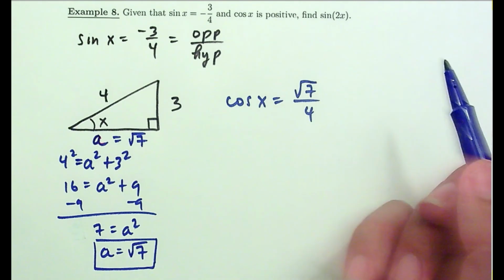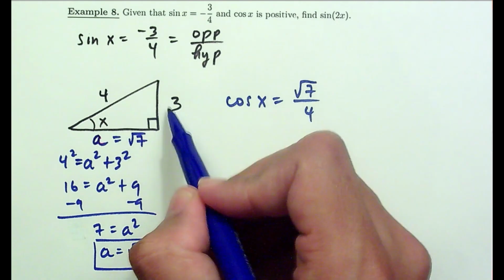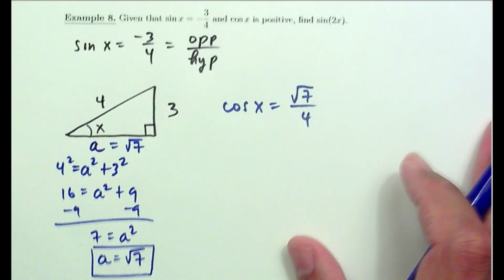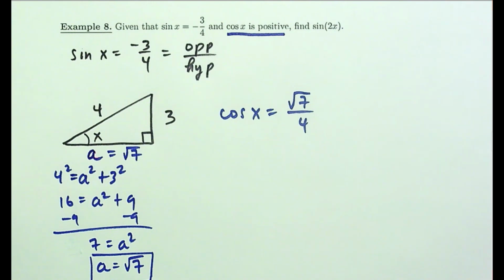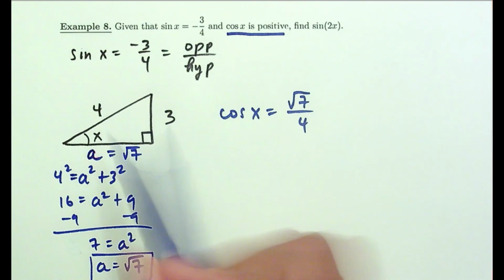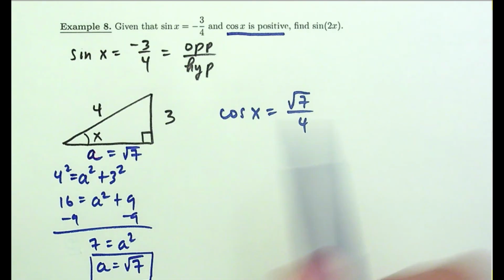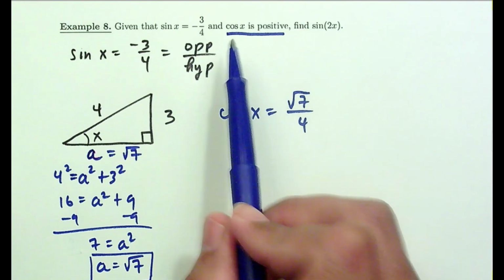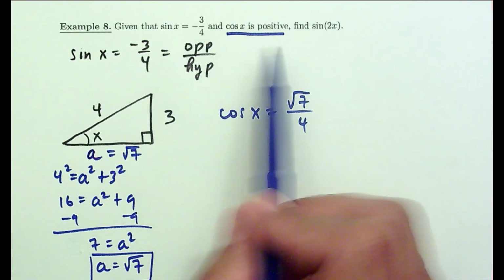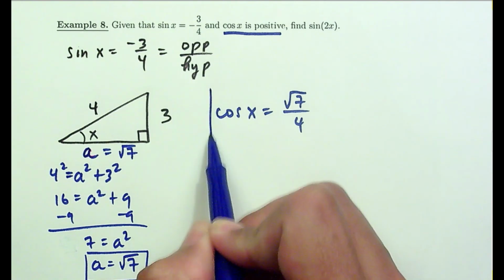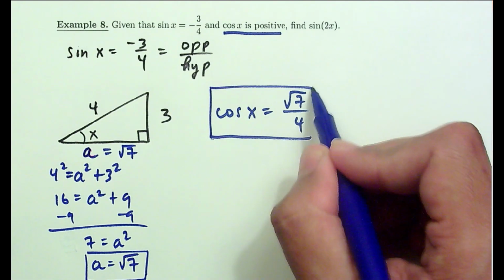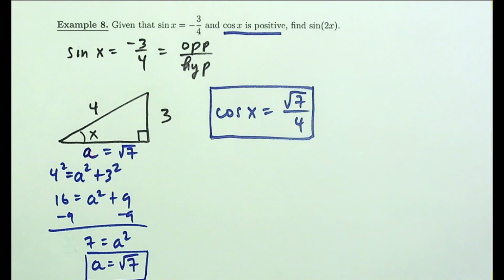You actually would get still positive even if you put it there, but also you know it should be positive because of this. This is important. They tell you that the cosine is supposed to be positive. So if you had put the negative in there and gotten a negative number, you still have to drop the negative because they're telling you it's positive. Whatever you get, you have to make sure that it matches the information given. Okay, so we found what cosine of x is, and now we can finish this off.